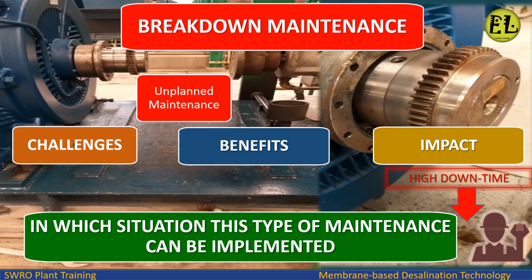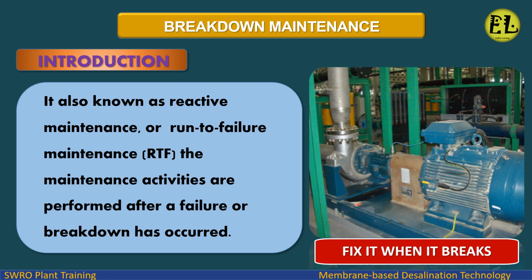In this presentation, we will study breakdown maintenance, its challenges, benefits, impact, and in which situation this type of maintenance can be implemented. Introduction: it is also known as reactive maintenance, or run-to-failure maintenance, RTF. The maintenance activities are performed after a failure or breakdown has occurred.